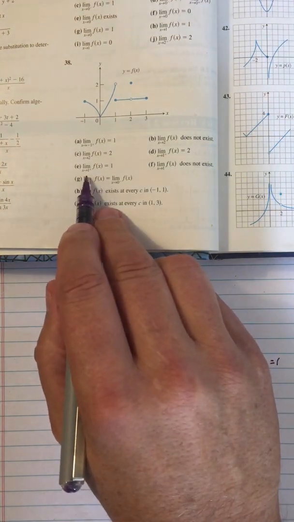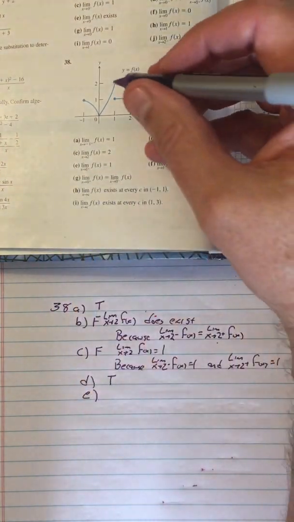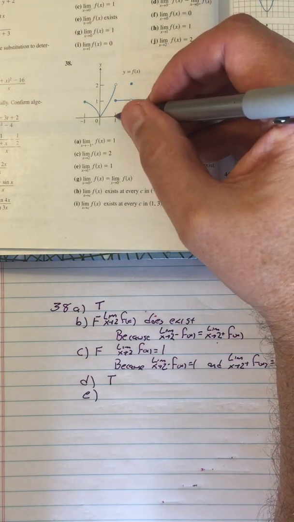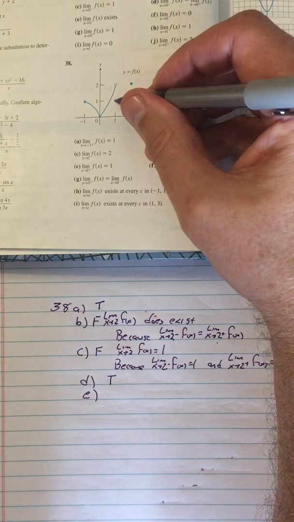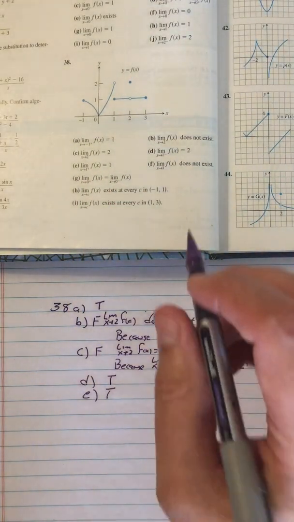For part E, it says limit as x approaches 1 from the right of f of x equals 1. So as the x's approach 1 from the right, what do the y's approach? They're approaching 1. So yeah, it looks like that's also true, so I get to just say true.